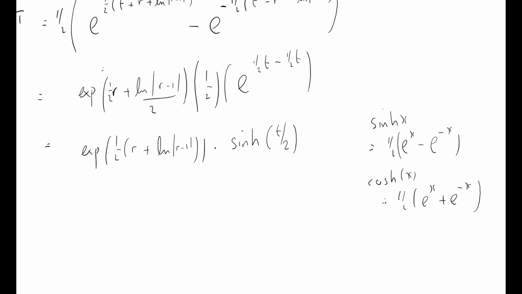So you use a hyperbola instead of a circle, and it turns out that these formulas are quite useful. So what have I got here? Well, I can just rephrase it slightly differently. I can say it's e to the r over 2 times the square root of r minus 1. I'll just neaten that up a little bit: the square root of r minus 1 times sinh of t over 2.